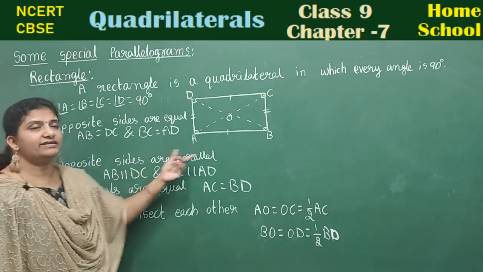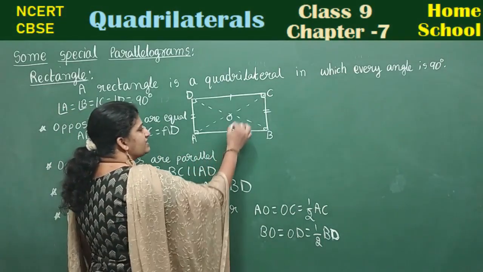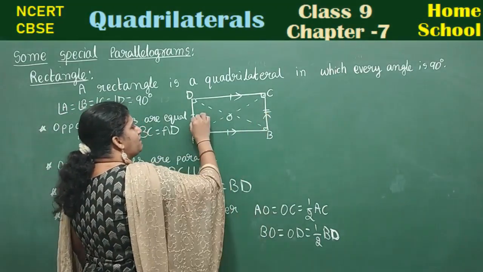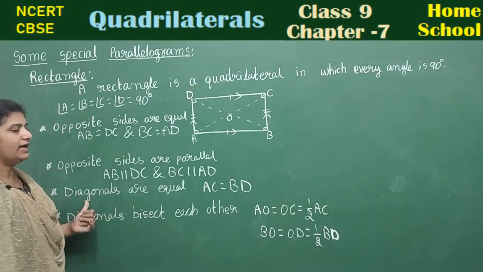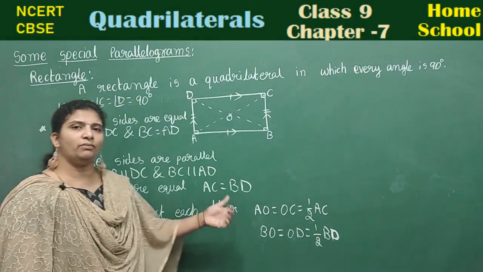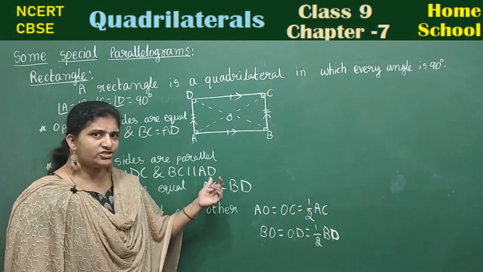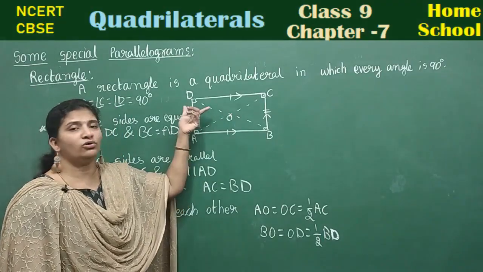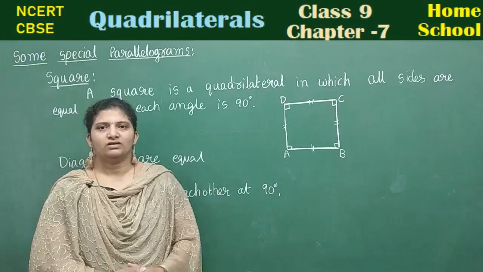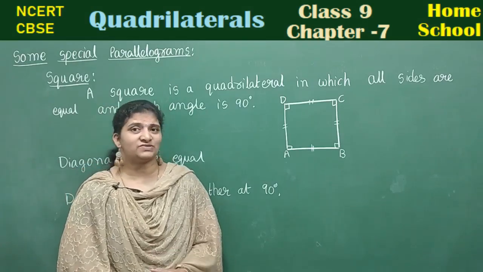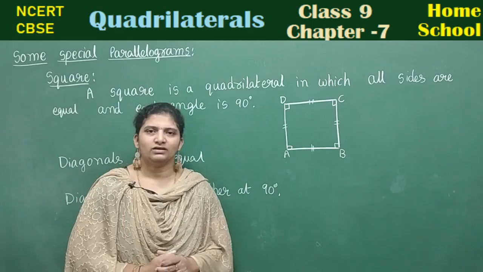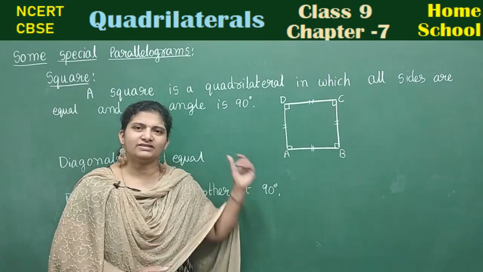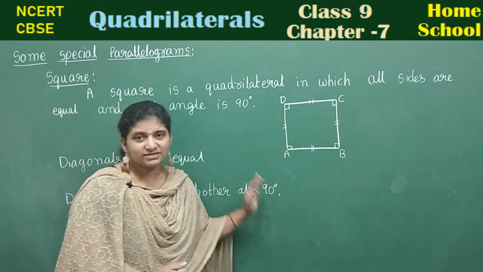Then opposite sides are parallel. AB parallel to DC and BC parallel to AD. Diagonals are equal. AC equal to BD. Diagonals bisect each other. AO equal to OC, that is half of AC, and BO equal to OD, that is half of BD. Square. This is a quadrilateral which satisfies all the properties of parallelogram, rectangle and rhombus. All the properties of all these three, this is satisfying.